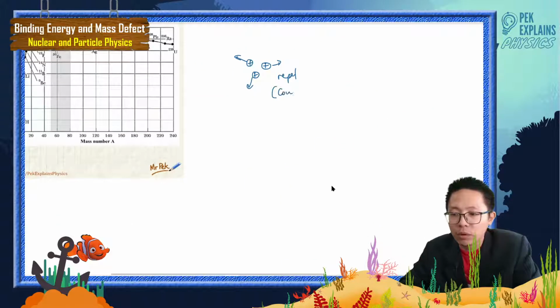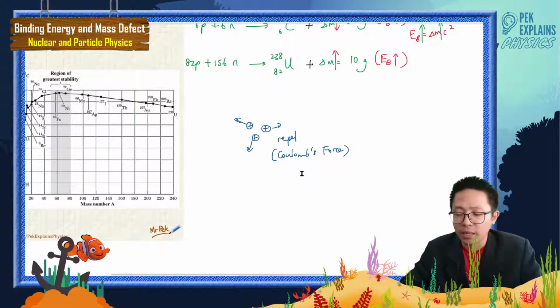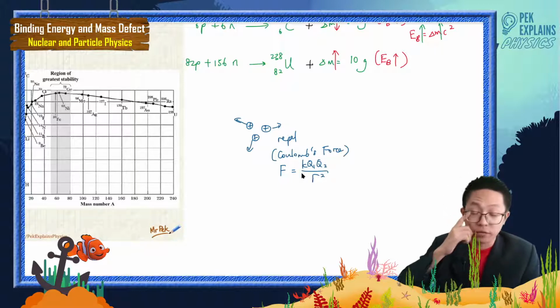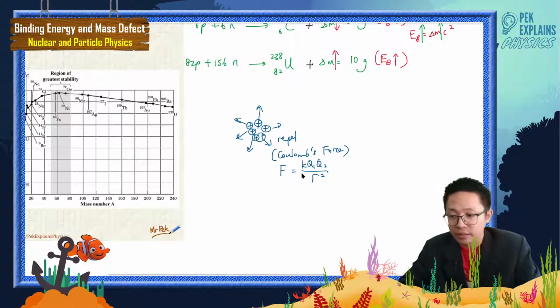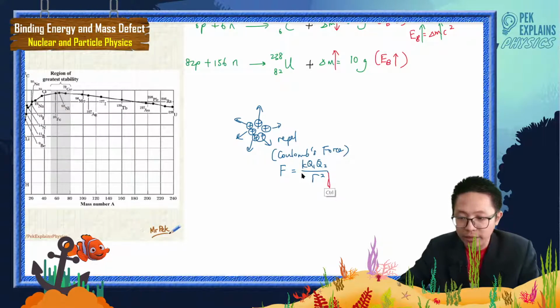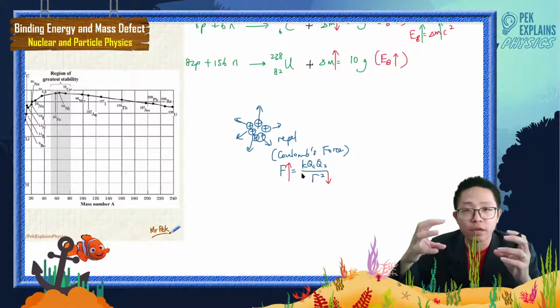We learned about Coulomb's force. And the Coulomb force is what? kQ1Q2 over r squared, our first chapter, isn't it? And we know that if there are more protons together, there is an even greater force repelling them from each other. And if r, the distance, is smaller, there will be an even greater repulsive force if the protons are very close to each other.